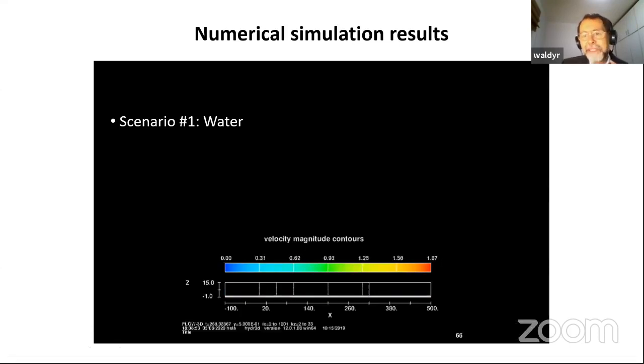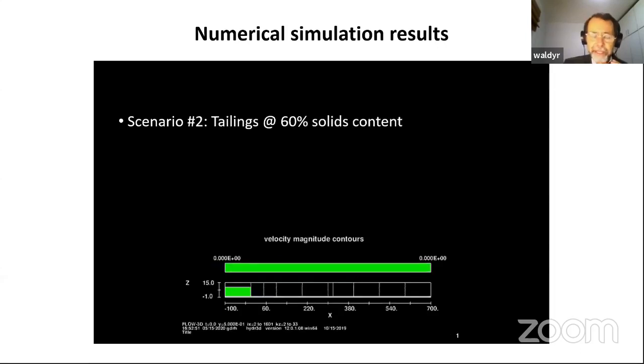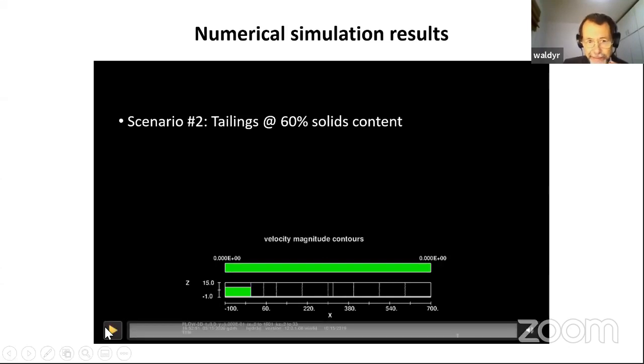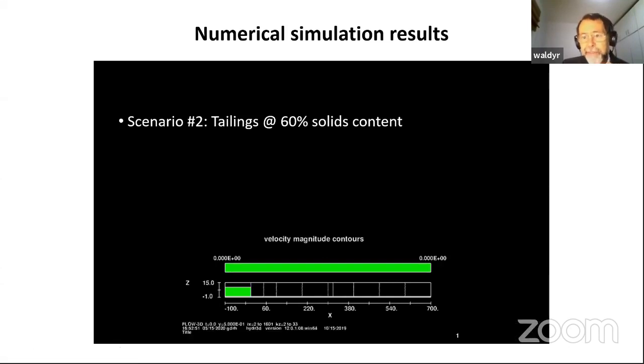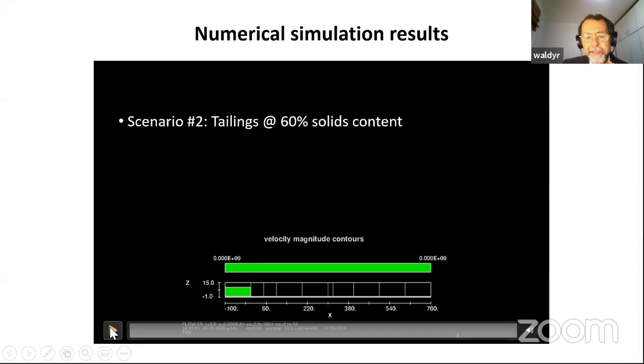But at the end of this simulation, you don't see any material left. Or if you see, it's a very thin layer of material. The second case is the scenario with the tailings at 6%. So let's see.